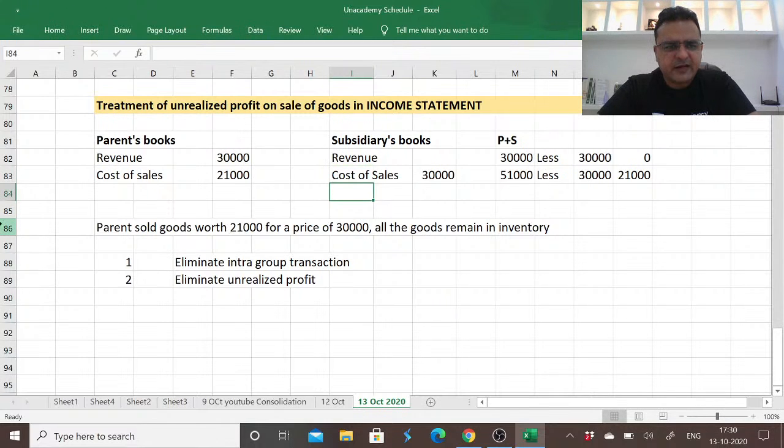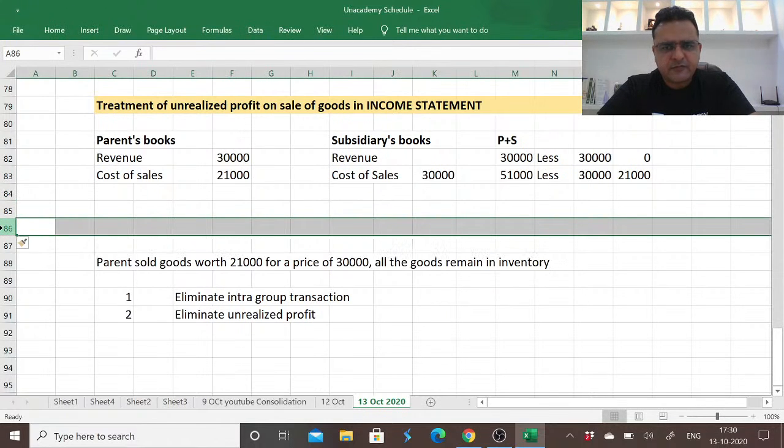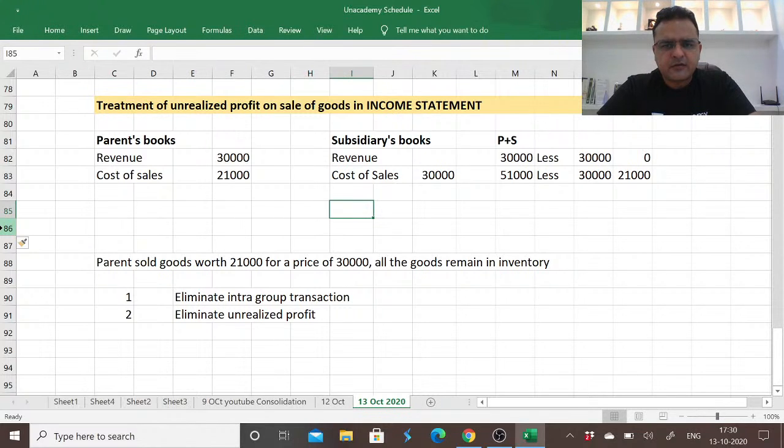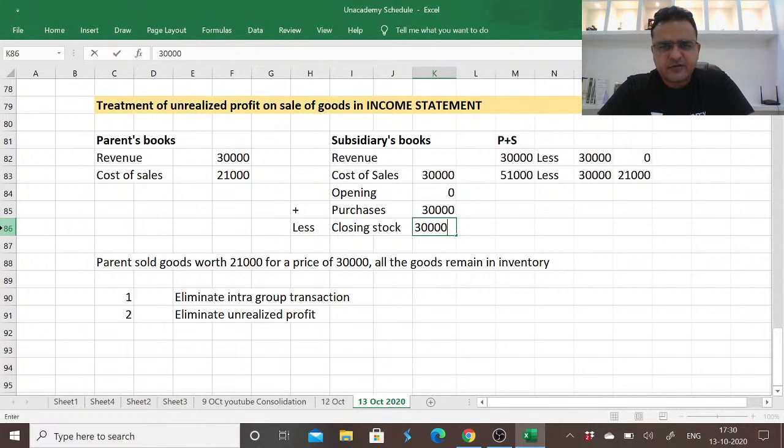Now this cost of sales had opening balance, plus purchases, less closing stock. Opening balance was say nil, purchases was 30,000, less closing stock was 30,000.